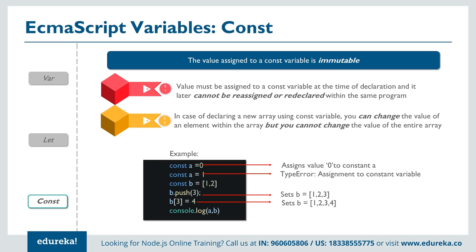So we say const a equal to 0, which assigns the value 0 to the constant a, and then we try to redeclare and reassign. So const a equal to 1, not allowed. Then we say const b equal to 1 comma 2. So the constant b is an array. We can add and remove values from it. Doing that, the array is still an array. We're not changing it to something else. That is allowed. But you can't reassign anything to it. You can't say b equal to again. So once a constant is declared, you can't say b equal to again. As simple as that.